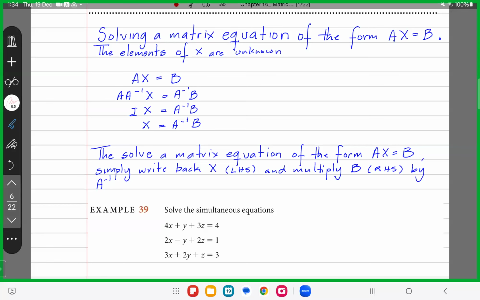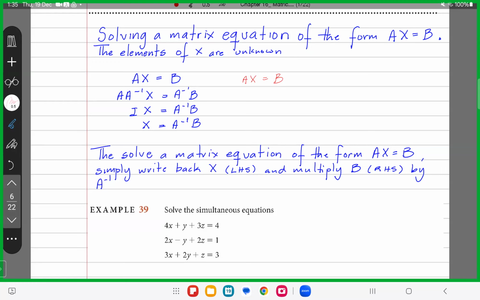All right, so next we're looking at solving a matrix equation of the form AX is equal to B, where the elements of the matrix X are unknown. Essentially, these are the steps you would go through. You're starting off with AX is equal to B. Your objective is to determine the elements of matrix X.